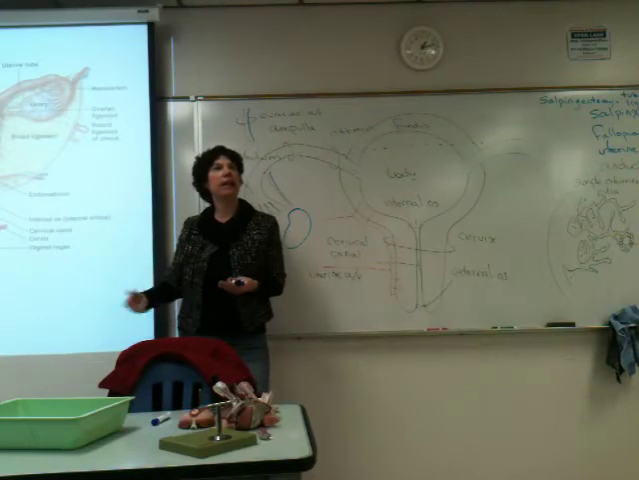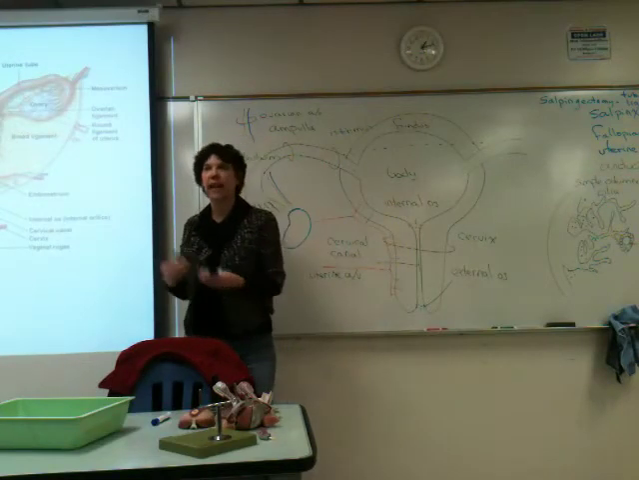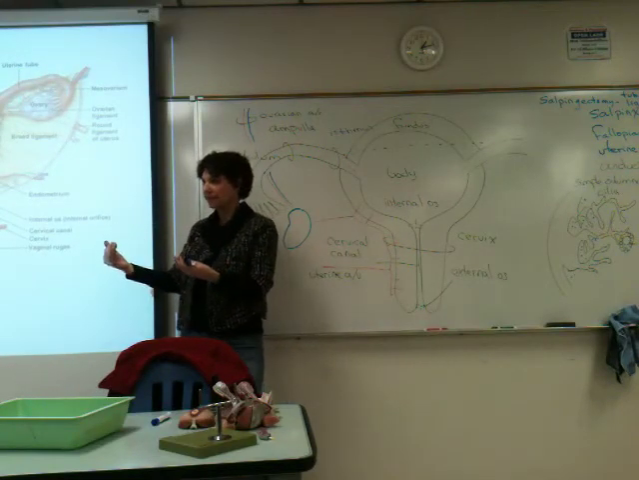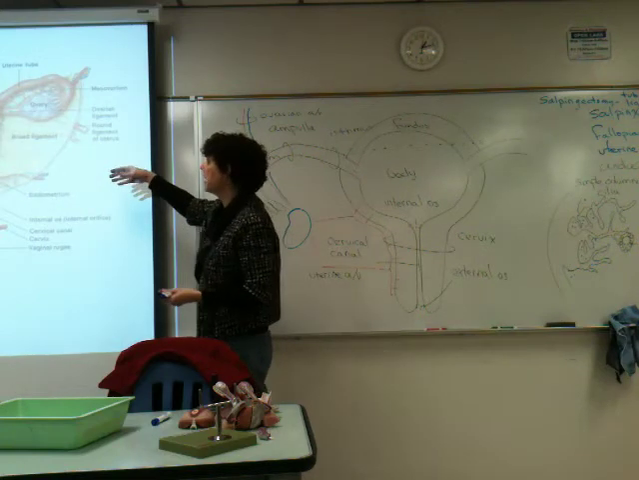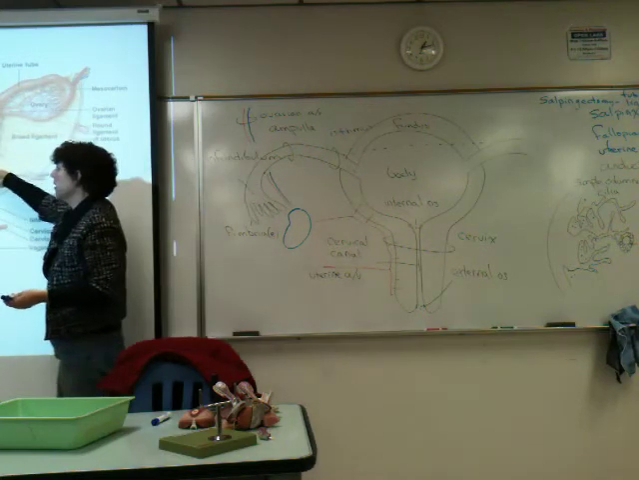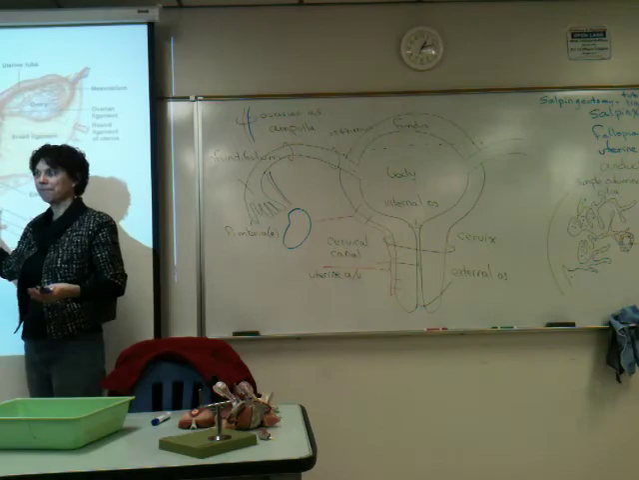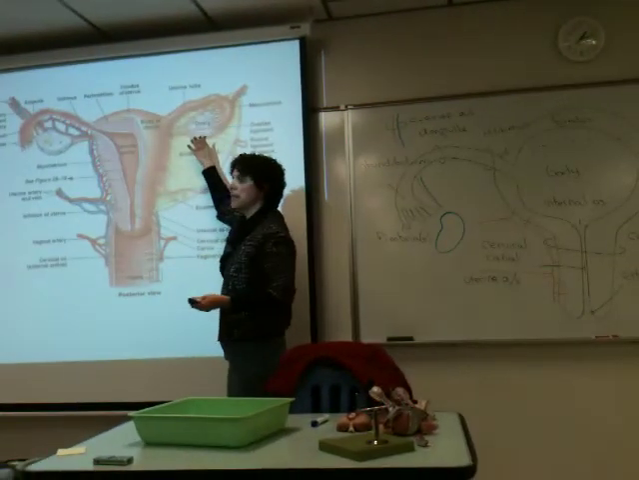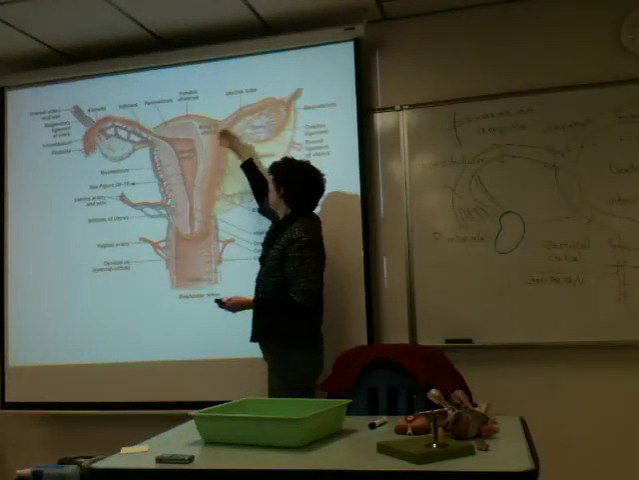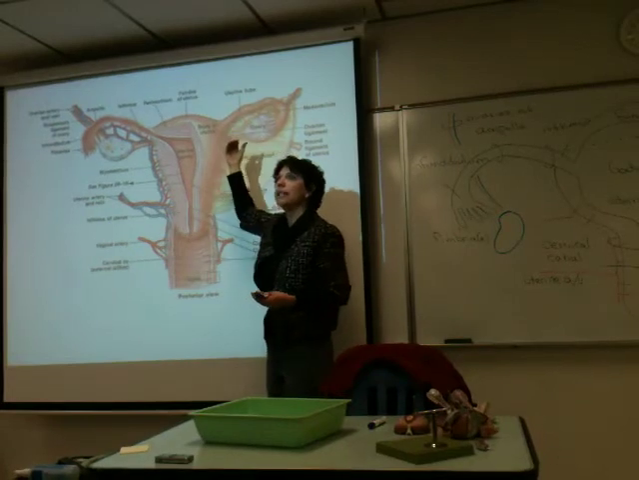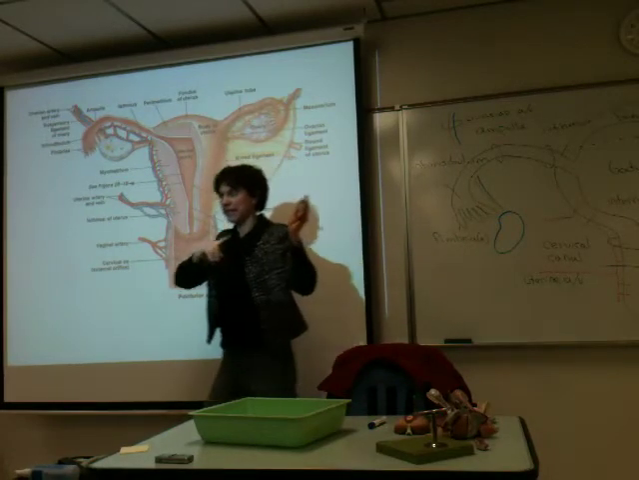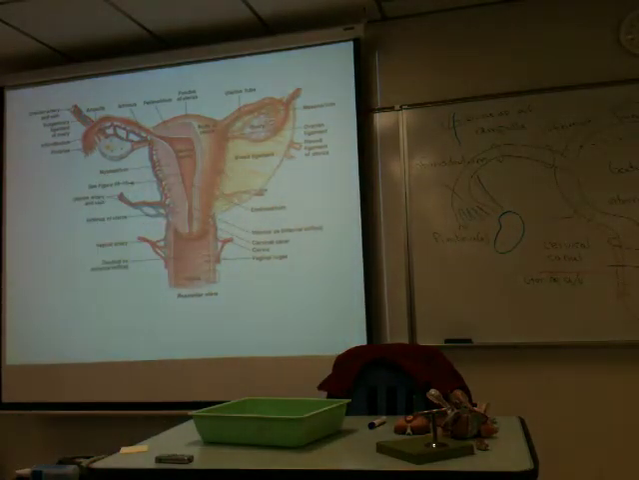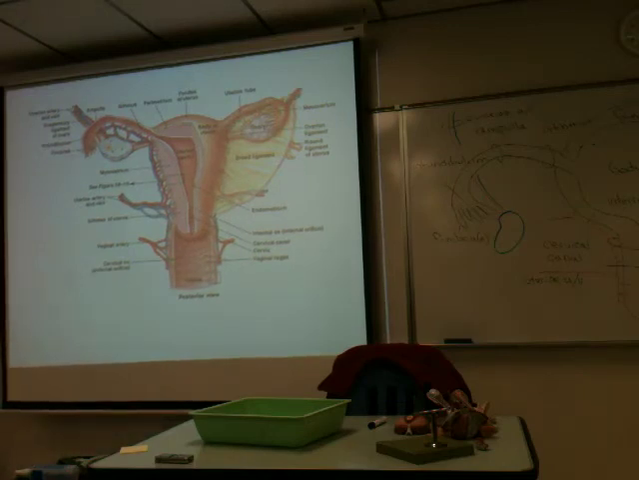So the mesentery of the colon in the digestive tract is called the mesocolon. A double sheet of peritoneum for the uterus is called a mesometrium. For the ovary, a mesoovarium. For the oviduct, mesosalpinx. There's that word salpinx again. All right. Now, let's look at it.